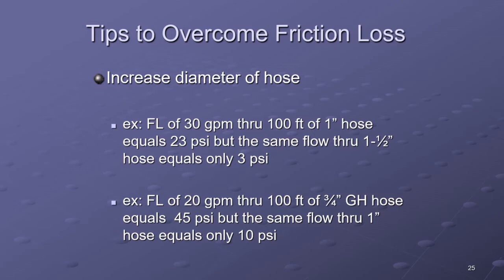Friction loss of 20 gallons a minute through 3/4 inch hose is 45, but the same through 1-inch hose is only 10. Okay, I think the point is proven that smaller hose means much more friction loss. And if you do that over a longer hose lay, it adds up rapidly.